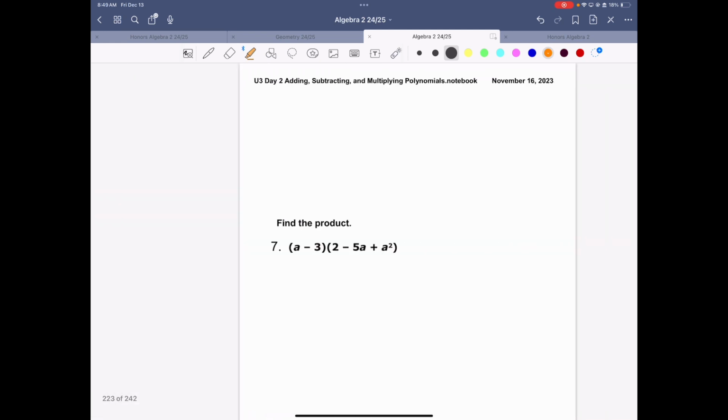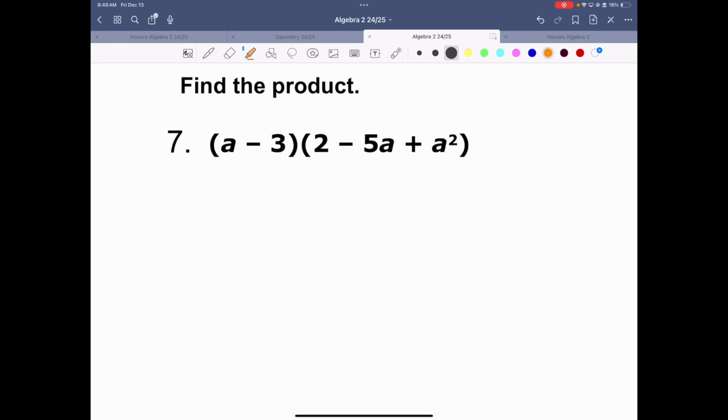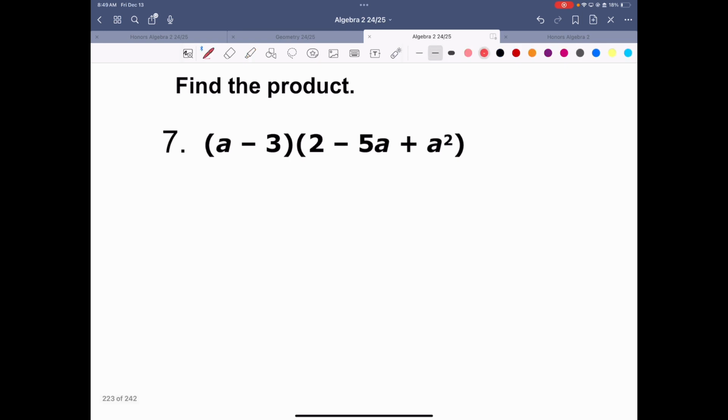All right, so the next type then we have to look at is okay, what if we have something like this? What if we have a binomial times a trinomial? So there's two ways to do this. One way to do it is you can think of it as just distributive property, just like we did. And don't write this down unless we could do the distributive property. We could take a times all of those and then -3 times all of those. That's one way to do it.